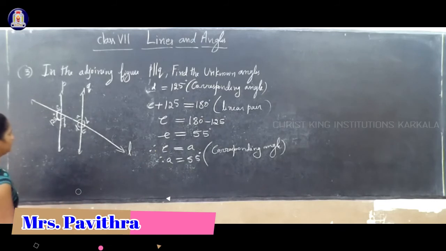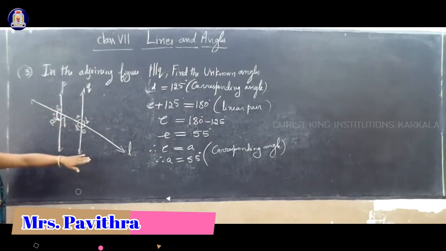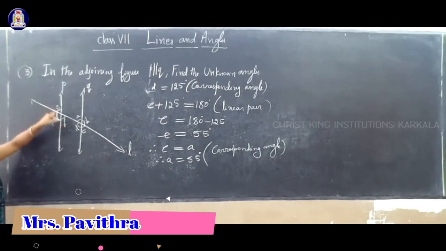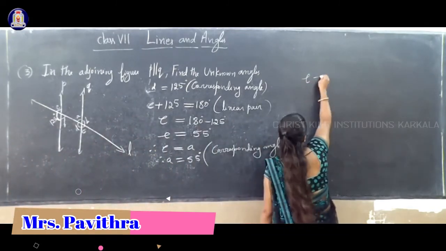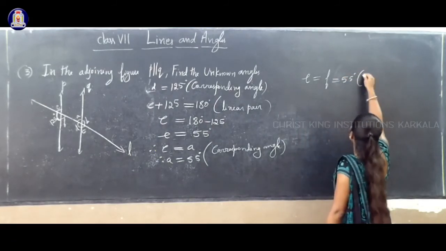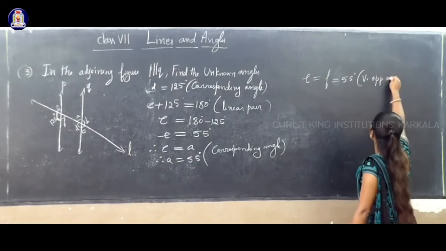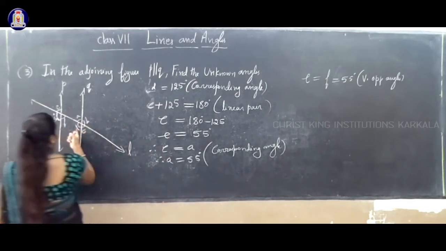So next, the remaining angles. Angle B we need to find, and angle F. Do you know angle F? No. So what is angle F? E is 55 degrees. So what about angle F? Angle F is also 55. Why 55? Because they are vertically opposite angles. So angle E is equal to angle F, both are 55 degrees. Why? They are vertically opposite angles.